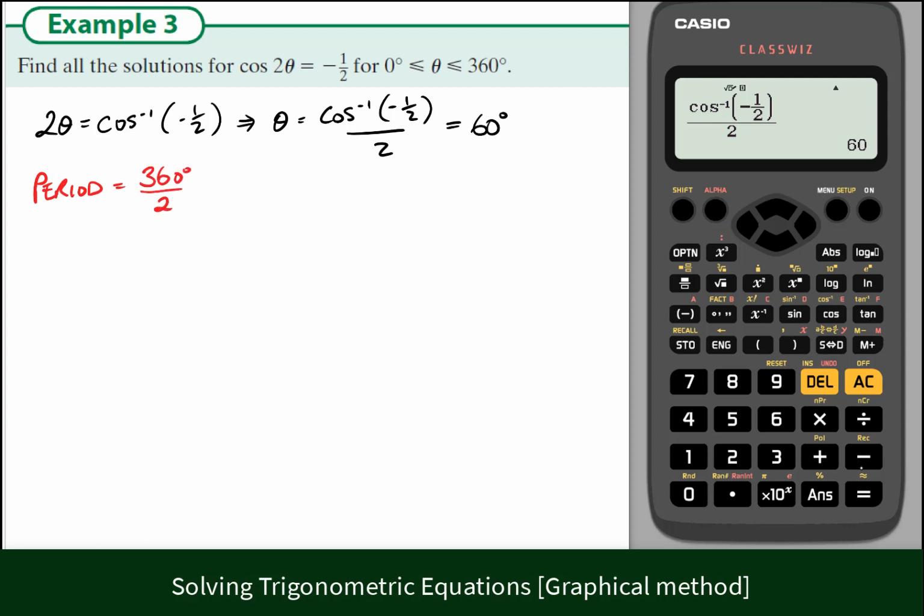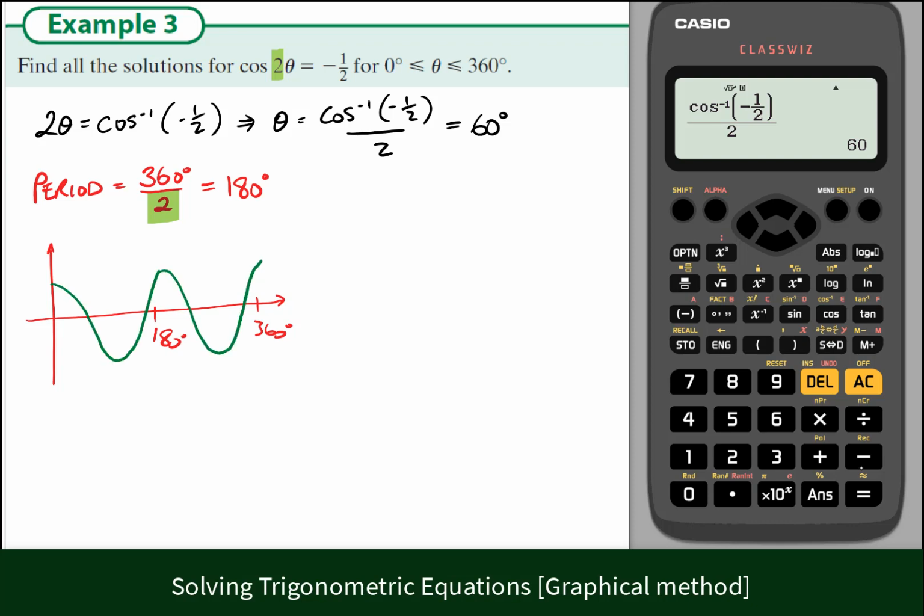The period of this is 360 divided by 2, just because it's cos 2θ is the angle. And half 360 is 180 degrees. So let us imagine what a graph of this might look like. We know that it goes through a complete cycle in every 180 degrees, and it's a positive cosine. So it might look like this. There's two waves happening between 0 and 360.